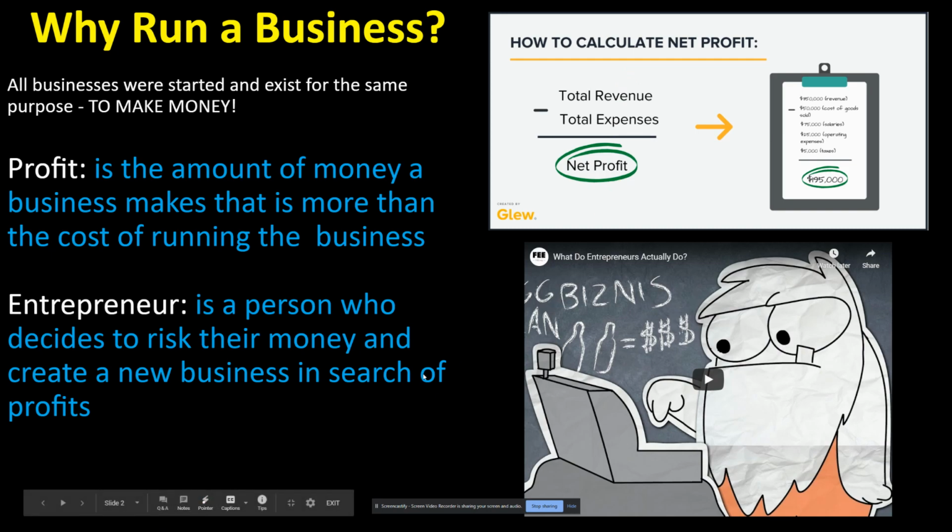A type of business owner might be an entrepreneur, and an entrepreneur is somebody who decides to risk their money and create a new business, and their whole purpose is to make a profit. So if you would like, I'm not going to show it for you, but here's a cute little video.